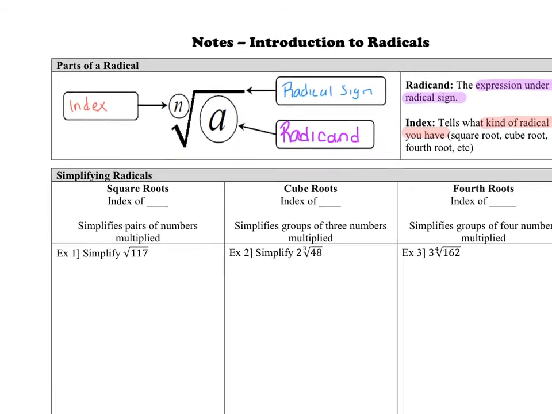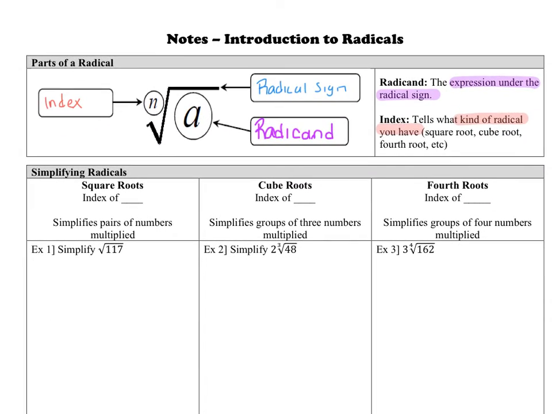Now we have three kinds of roots we're going to talk about. We're going to talk about square roots, which actually have an index of 2. This one actually isn't shown. So if you don't see an index, you have to know that it's a 2. It's implied. Then we're going to talk about cube roots, which have an index of 3, and fourth roots, which have an index of 4.